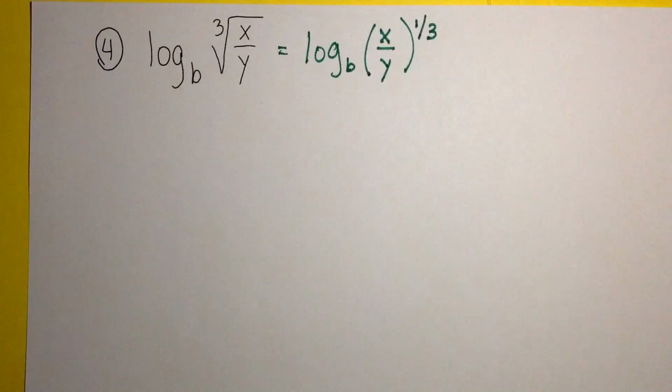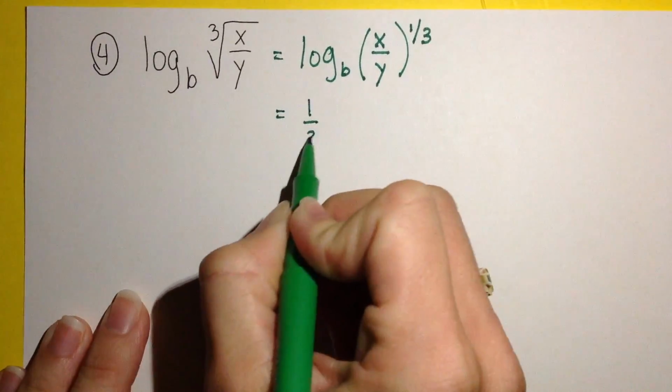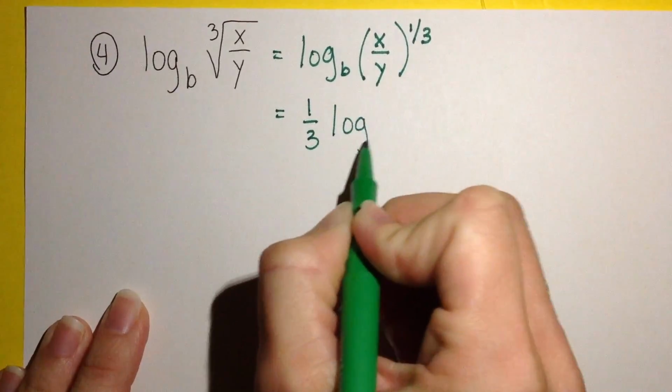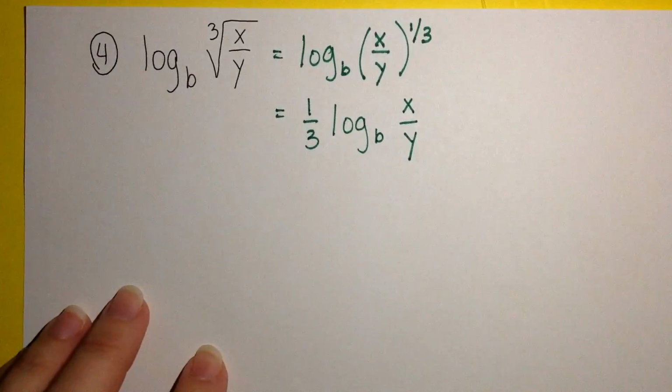Now on the three previous problems, the last thing that I did was to take care of the exponent. But this time I actually need to take care of the exponent first because it is the entire argument to the power. It's not just the x or just the y. It's not just a piece of your argument, it's the whole argument. So if I bring the 1/3 to the front, okay, so now I'll have the 1/3 times the log.